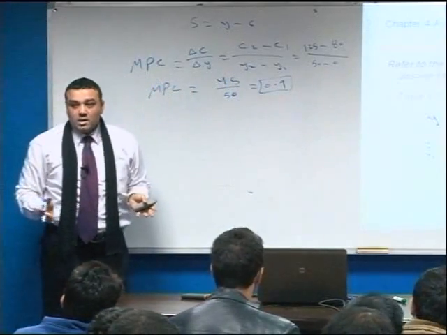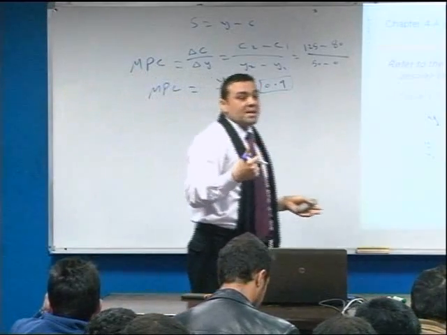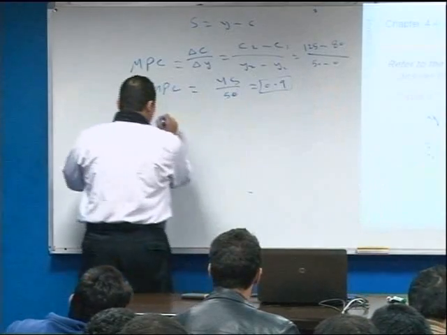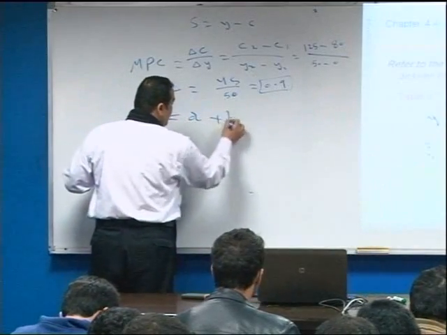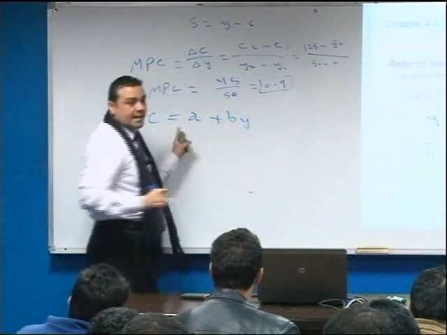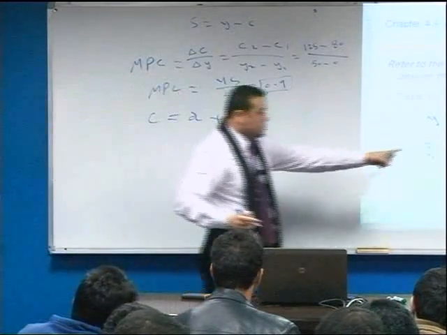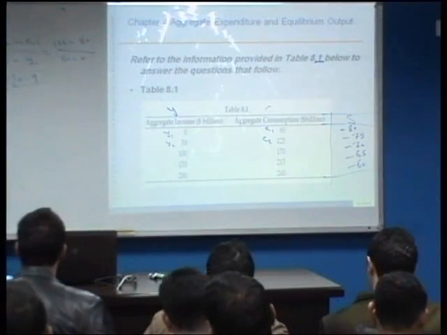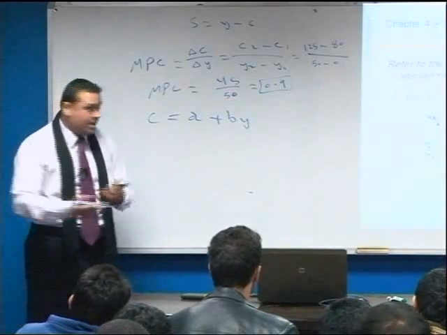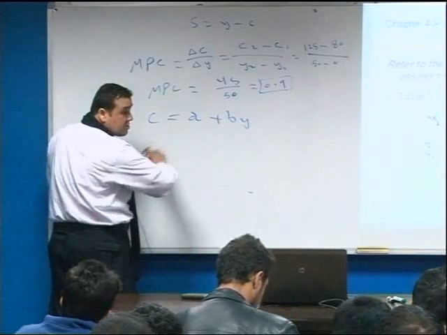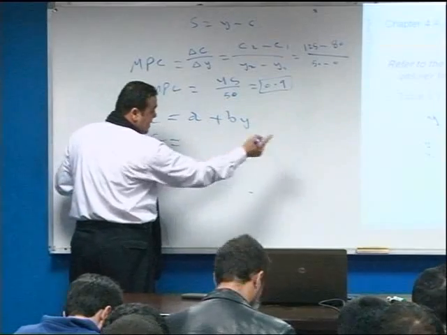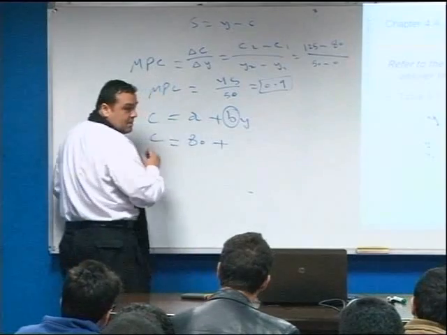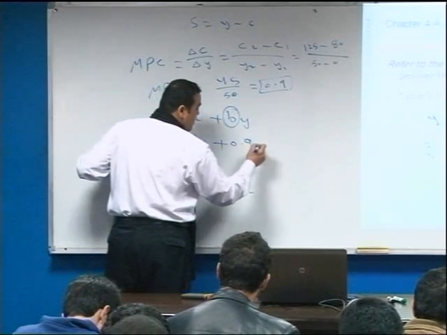Right? Okay. Derive the consumption function. C equals what? A plus BY. B is the MPC and A is the value of consumption when Y equals 0. So I think it becomes easy to derive the consumption function. C equals A, 80, plus, this is the MPC, 0.90Y.